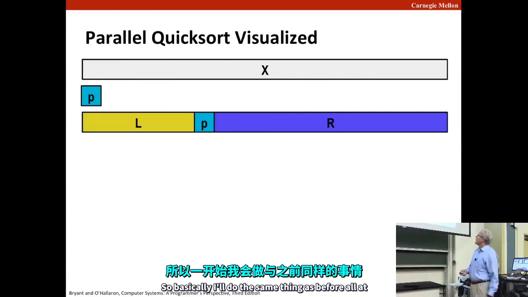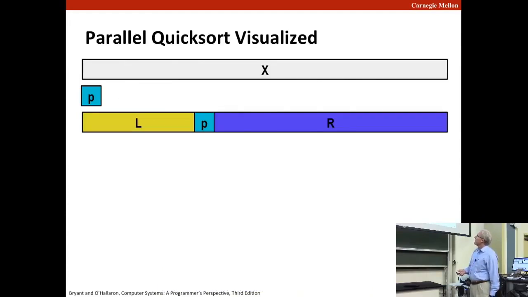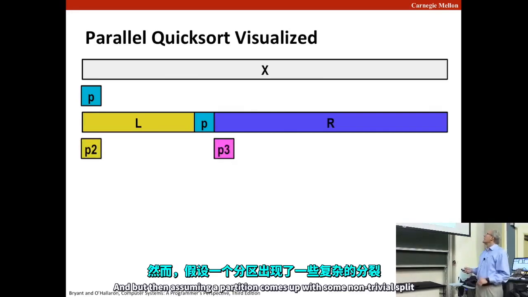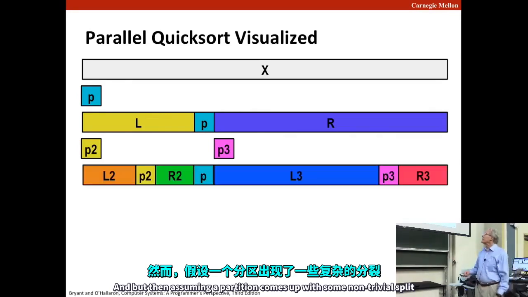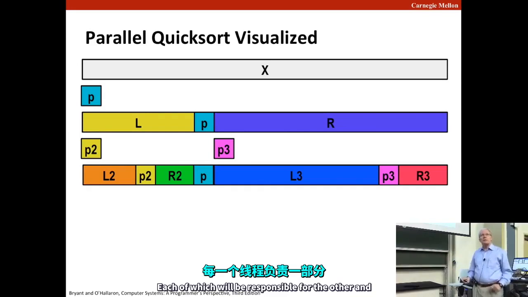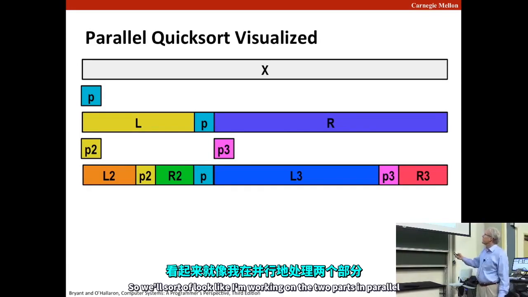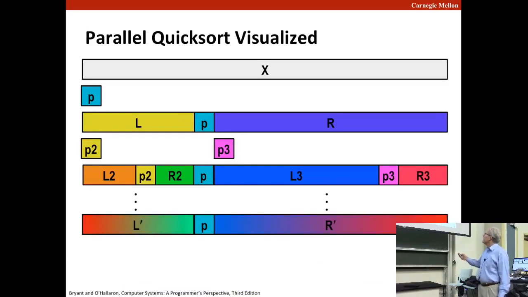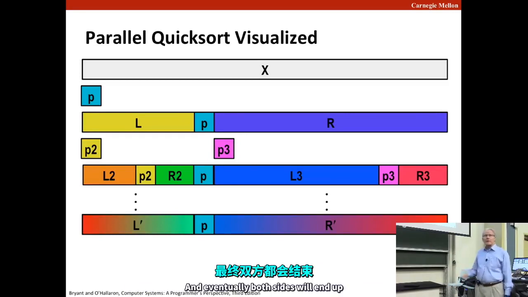So basically, I'll do the same thing as before. At the top level, it will be a purely sequential process of partitioning. But then, assuming the partition comes up with some non-trivial split, I will recursively fork off two threads, each of which will be responsible for one of the parts. And so it will look like I'm working on the two parts in parallel, and eventually both sides will end up sorted.